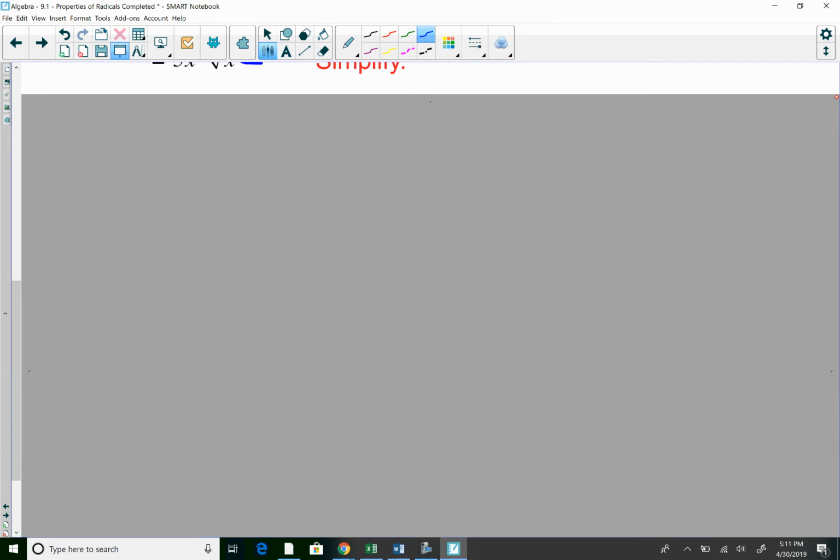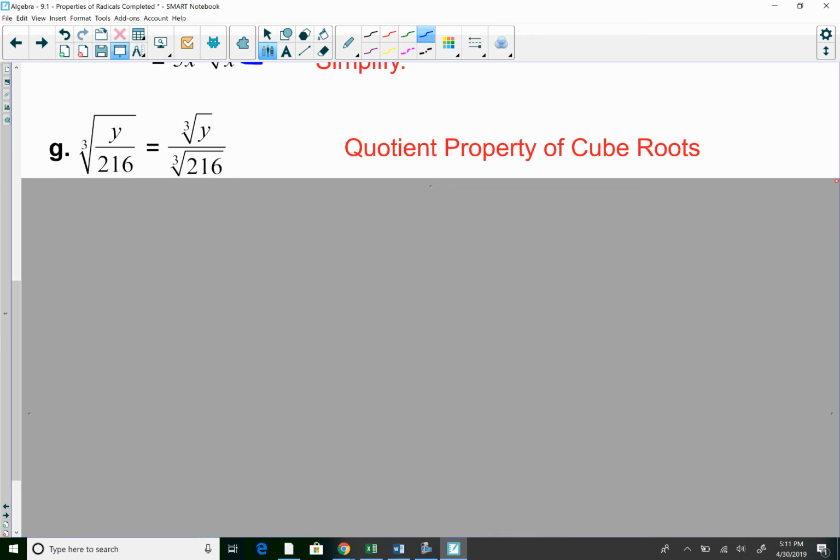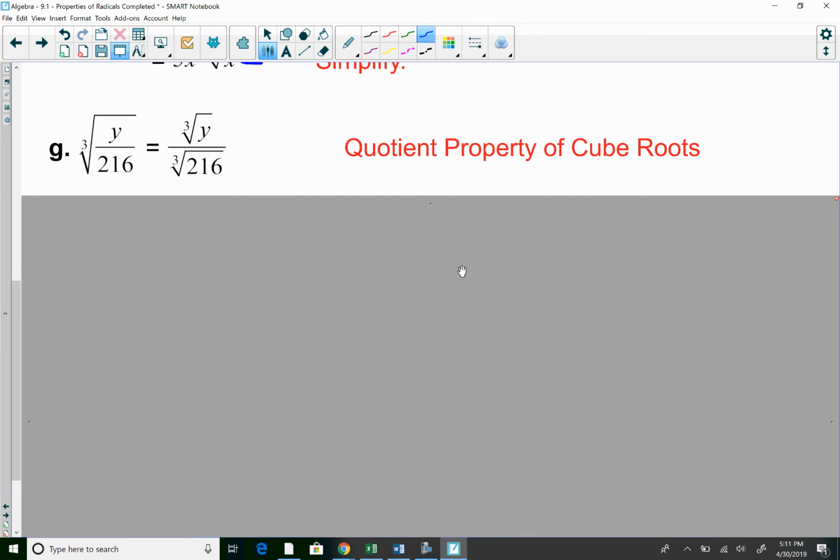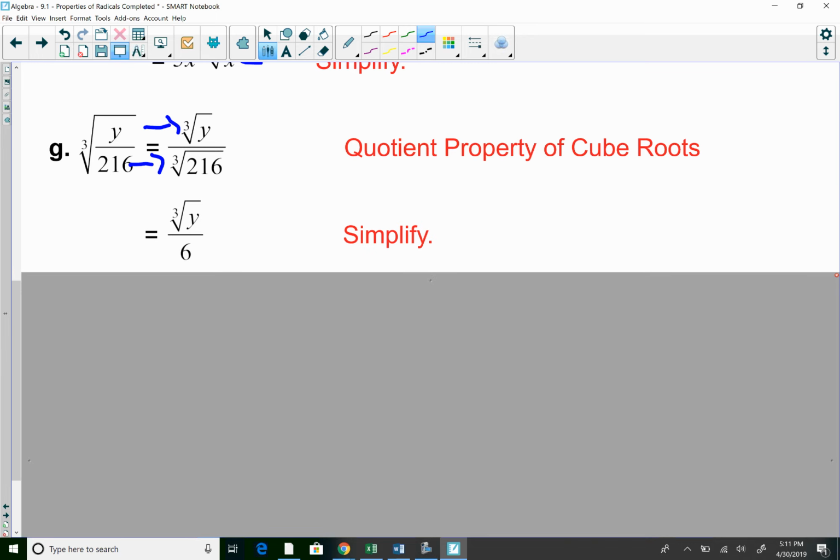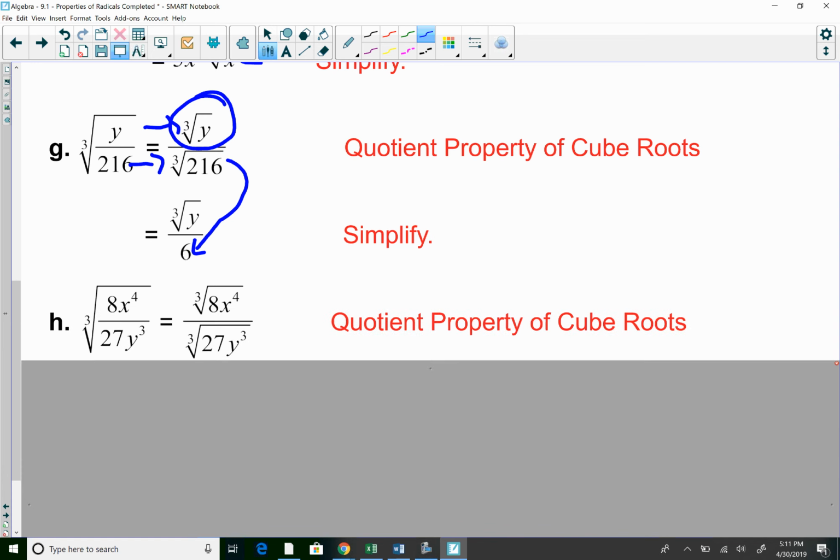Letter G, again, is the exact same type of question as letter C right above it. For the cube root of 216, if you look at your examples right above it, G and C are the exact same type. First, we take this and break it down into 2 separate perfect cubes. 216 is one of our perfect cube numbers, so this cube root of 216 just turns into 6. We cannot simplify the other part any further, so we just leave it as the cube root of y.